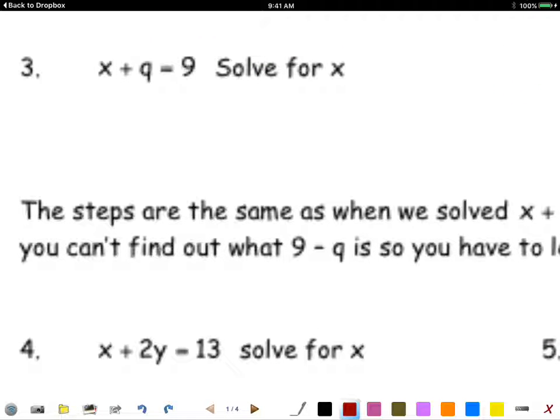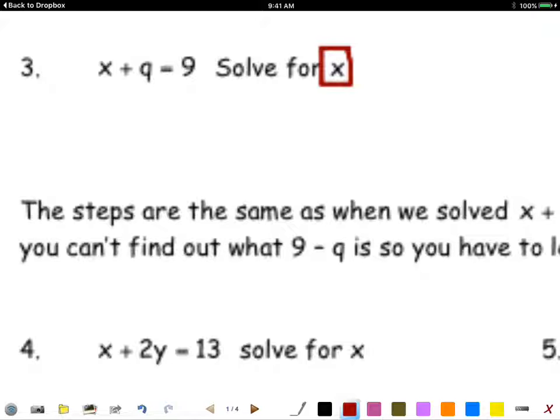This says solve for x. It's very important that you read, don't just look at the equation, but find out what you're supposed to be solving for, because I could very well give you this same equation and say solve for q. It's all up to the person who's writing the problem. Okay, I can have you solve for x, or I could have you solve for q. That says x plus q equals 9. Okay, so I want us to solve for x.